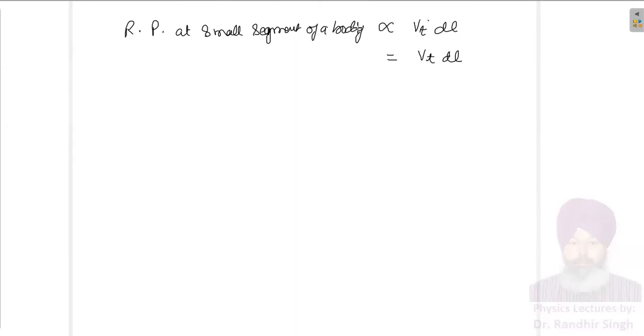I can define a rotational power at a small segment of a body as proportional to V_t dl, and I can rather call it V_t dl, because this is the first time I am defining rotational power with respect to a vector quantity.